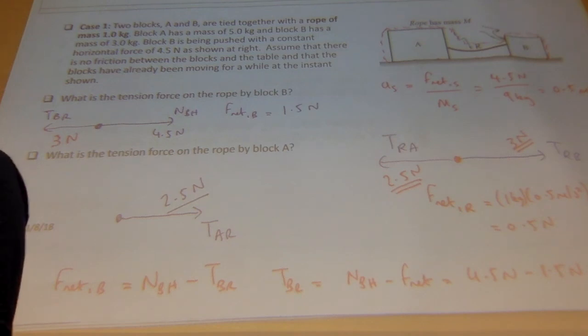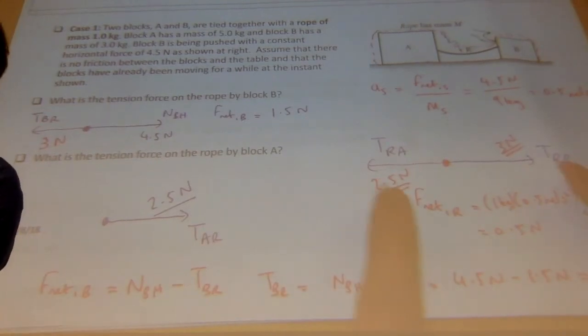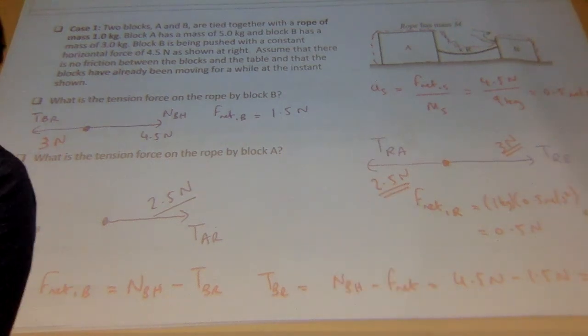Okay. The other idea I want to point out here is that we can see that the tension in a rope that has mass is not equal. The tension on one end of the rope is not the same as the tension on the other end of the rope. And then we're going to do the next problem, but we'll do that, I think, let's see.